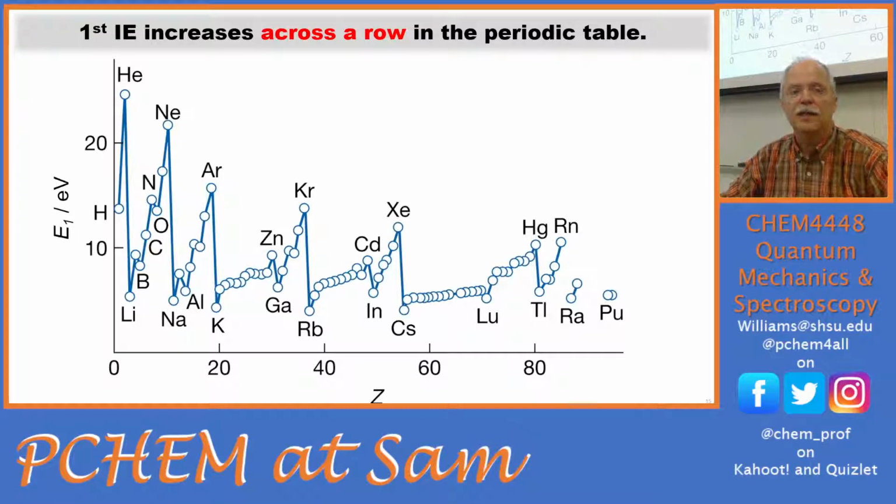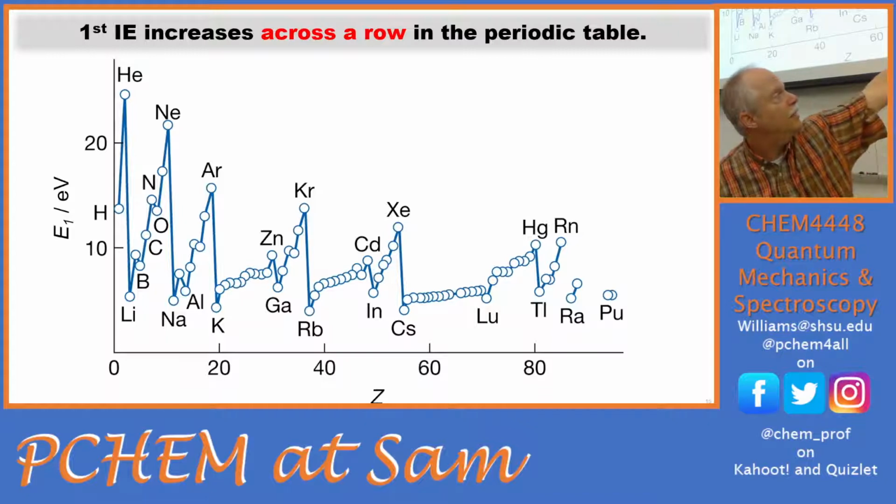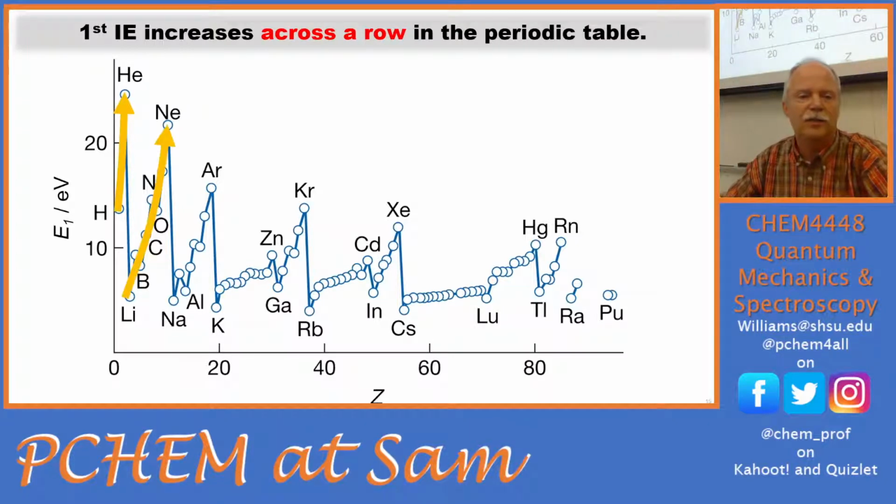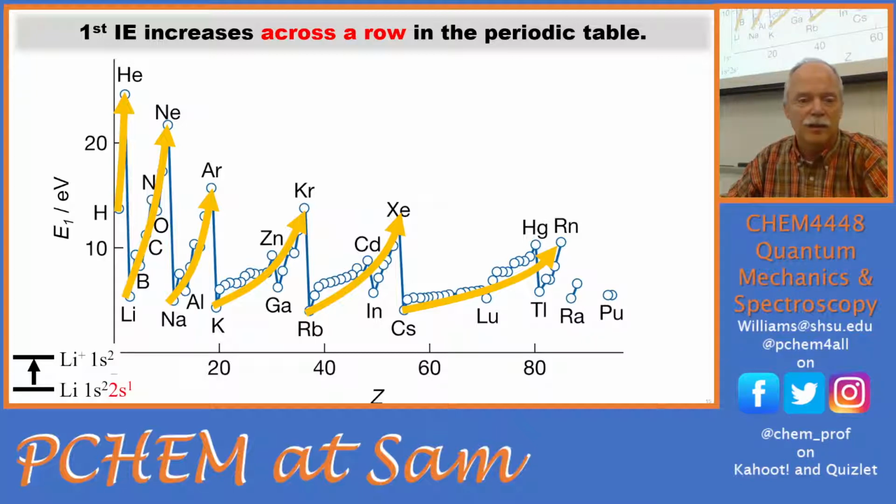Okay, the first ionization energy increases across a row in the periodic table. So that would be, say, sodium through argon. And so these are the rows in the periodic table. You see how the ionization energy increases across each of those rows. So down here we have lithium. And it's pretty easy to ionize because it has just one electron in an s orbital. And you make a lithium cation, and it has the same electron configuration as helium. It's a very stable electron configuration.